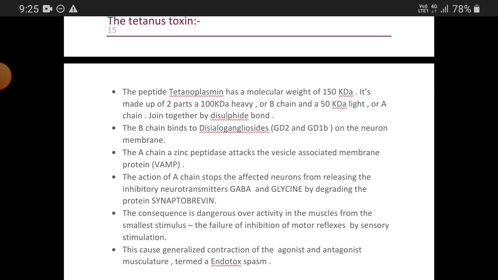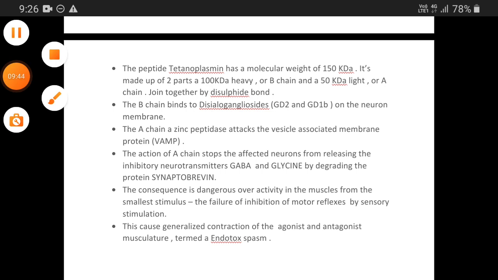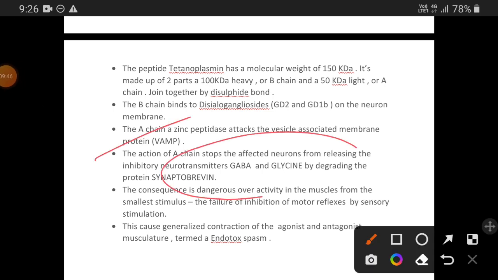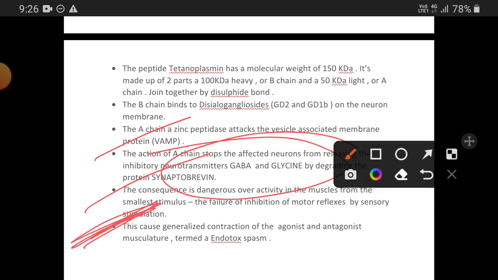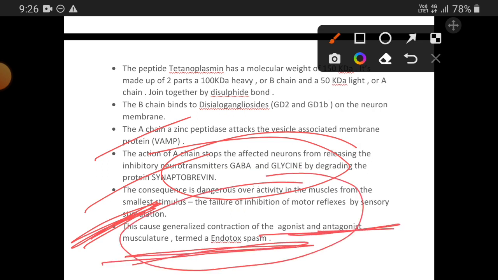The B subunit binds with the disialoganglioside GD2 and GD1b receptor, and after that binding the A chain zinc peptidase will attack the vesicle associated membrane protein. After that the action of the A chain stops the affected neuron from releasing glycine and GABA by simply inhibiting synaptobrevin, and as a result overactivity of the muscle from the smallest stimulation takes place. This causes generalized contraction of agonist and antagonist musculature, termed as endotoxic spasm.